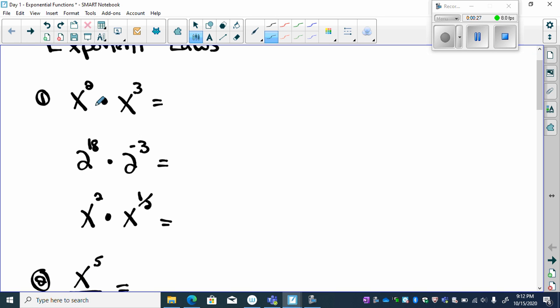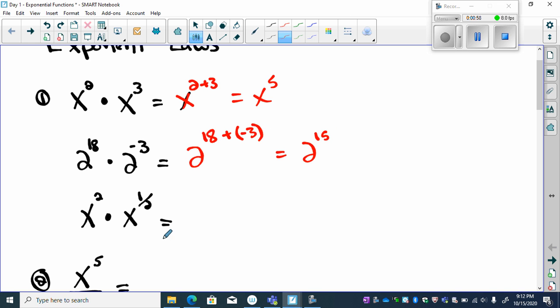When you multiply powers with the same base, okay, x squared times x to the third, you write your base down again, and then you add the exponents. So 2 plus 3, x to the fifth. When you multiply powers with the same base again, all right, base is 2, write it down, add the exponents, 18 plus negative 3, 2 to the 15th.